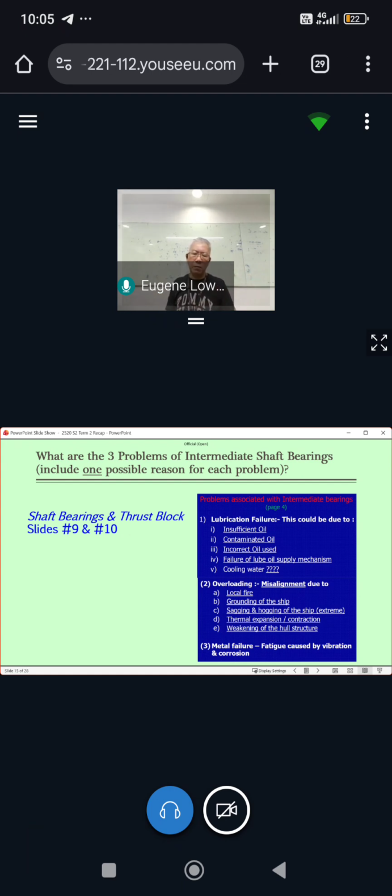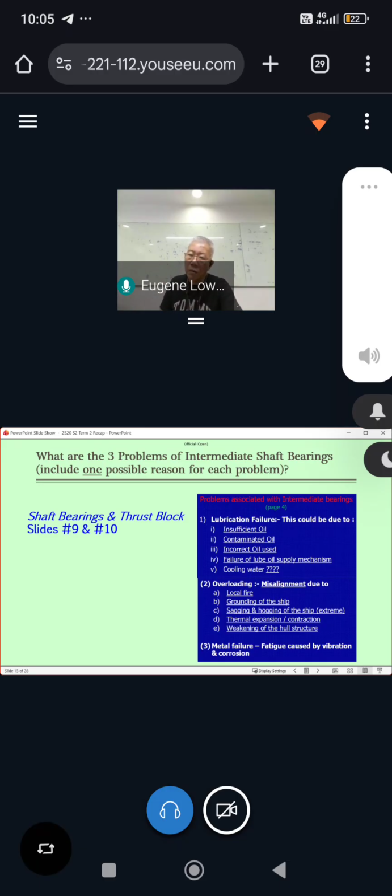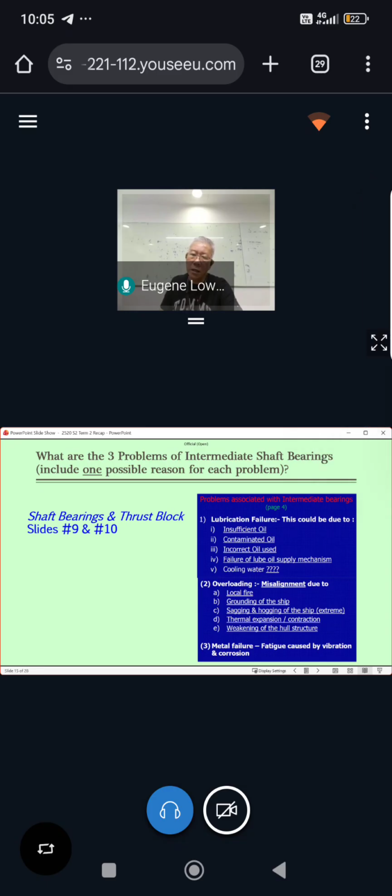So that normally applies to older ships, maybe 10 years, 15 years, 20-year-old ships, right? And this weakening of the hull structure usually is due to corrosion, or could be due to grounding also, right? But generally, it's due to corrosion over the years, right? So you've got two problems and so many reasons to pick from for each of these problems.